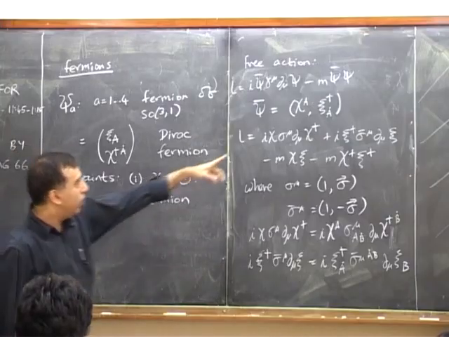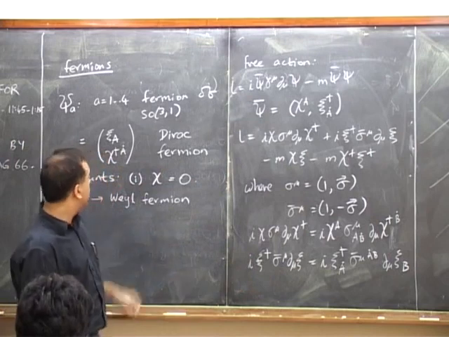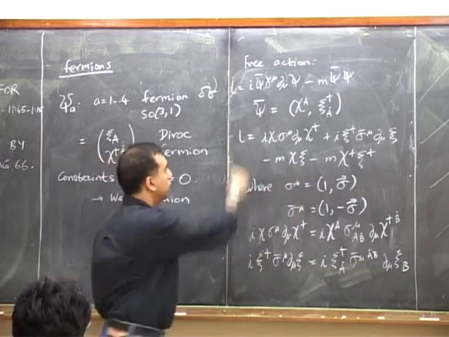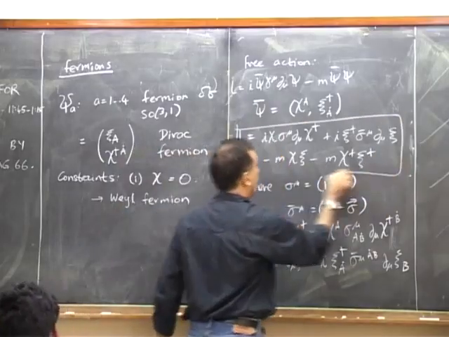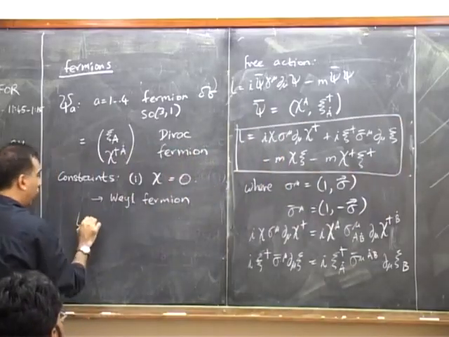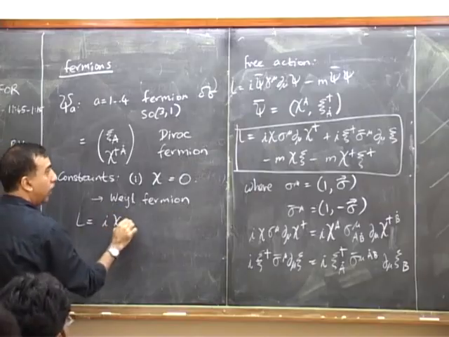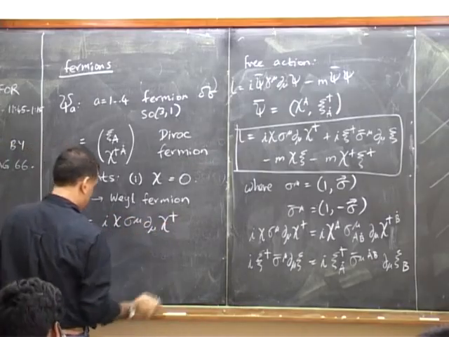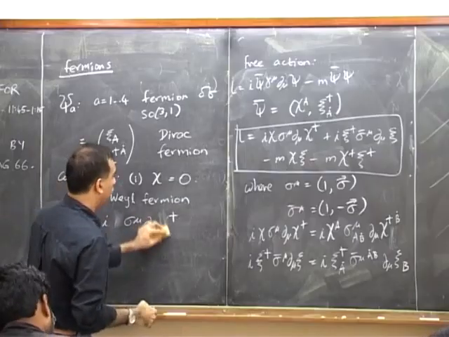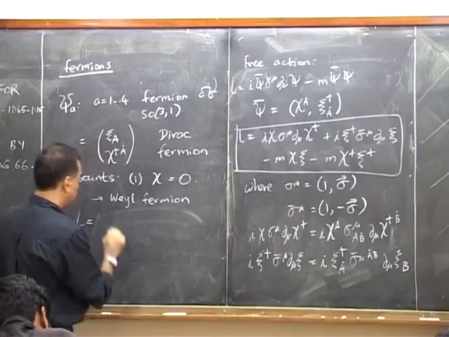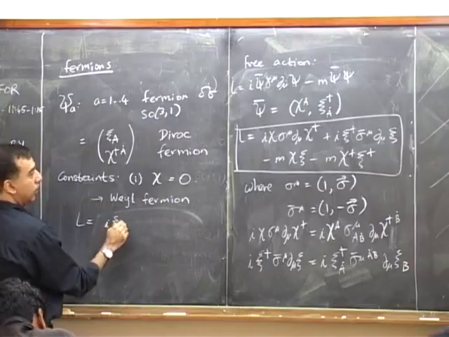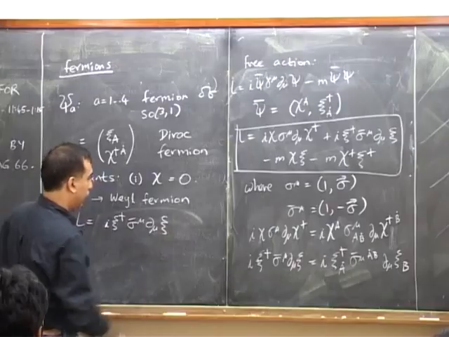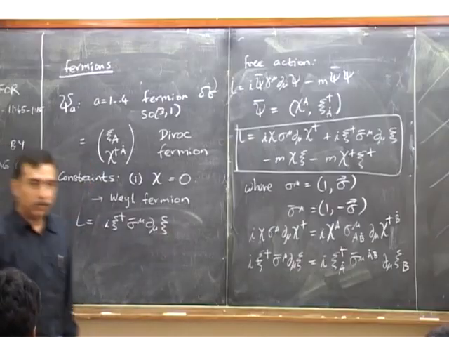To get the Weyl fermion action out of what I've done here is extremely simple. You just set chi equals 0. This is the end result, this Lagrangian here. Set chi equals 0 in this Lagrangian, and you find i chi sigma^mu del_mu chi dagger. Sorry, psi is the one I'm keeping. So it's actually i psi dagger sigma bar^mu del_mu psi. And that's it. All other terms have gone to 0.